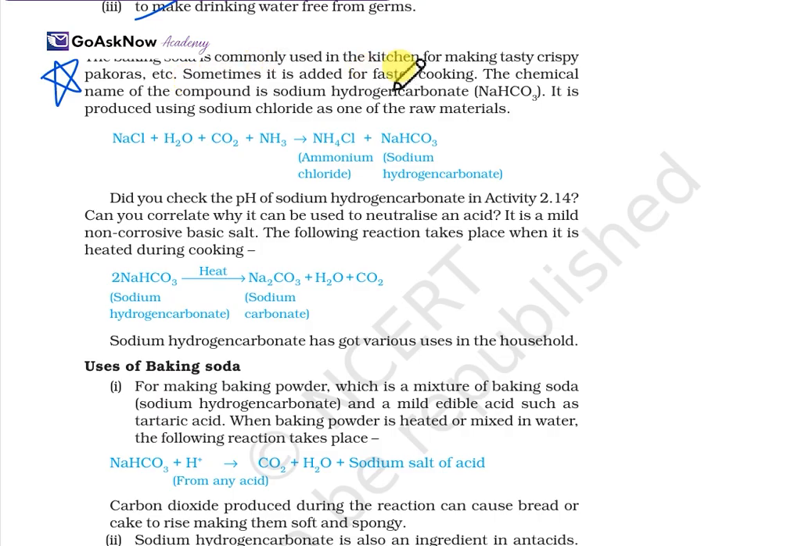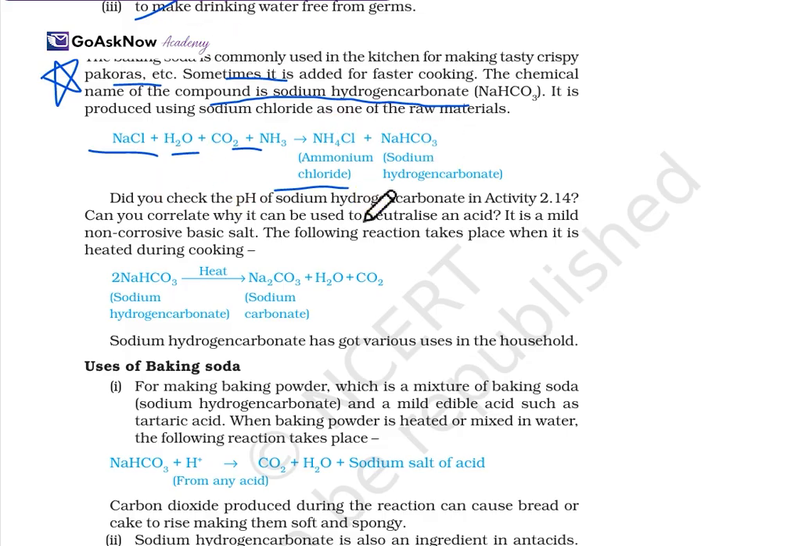Baking soda is commonly used in the kitchen for making tasty, crispy pakoras etc., and sometimes it is added for faster cooking. The chemical name of the compound is sodium hydrogen carbonate, NaHCO3. It is produced using sodium chloride, so the equation will be like NaCl + H2O + CO2 + NH3. Here we use ammonia, and we get the products ammonium chloride, NH4Cl, and NaHCO3. So this is about the baking soda process.